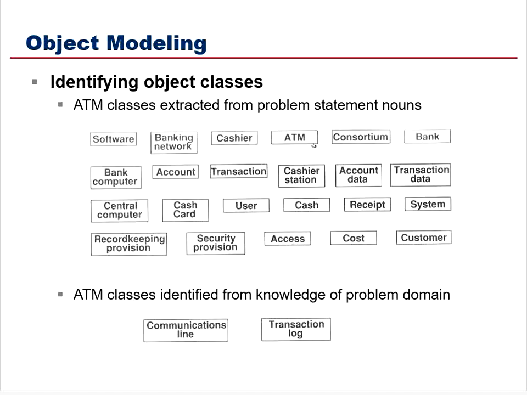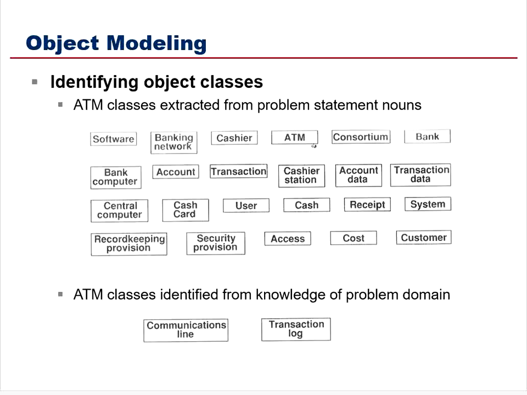Here we are identifying some object classes. The ATM classes are extracted from the problem statement nouns, as I already told you that every class often corresponds to a noun. So these are the classes that we use: software, banking network, cashier, ATM, consortium, bank. These are all related to the ATM classes.